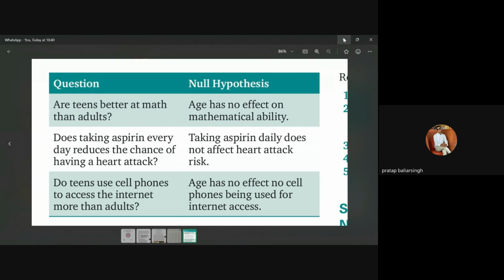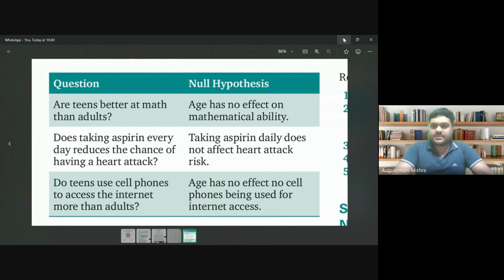Actually, sir, it should be with a negative answer. Yes, sir. Thank you so much, sir, for adding a point. Another example can be: do teens use cell phones to access the internet more than adults?